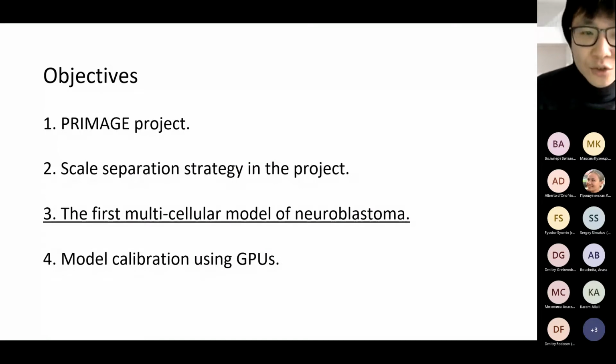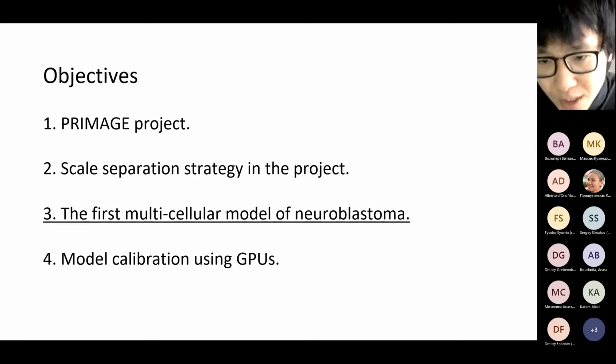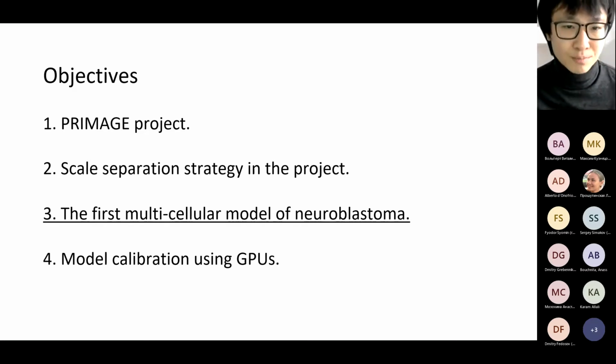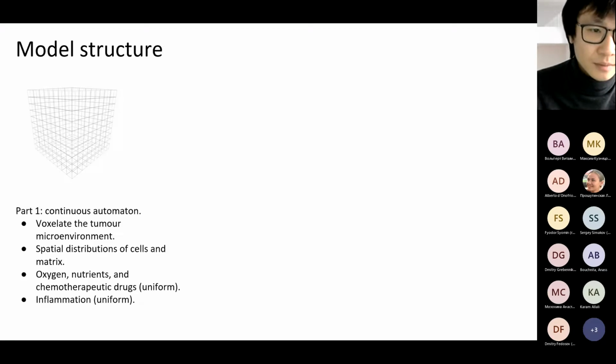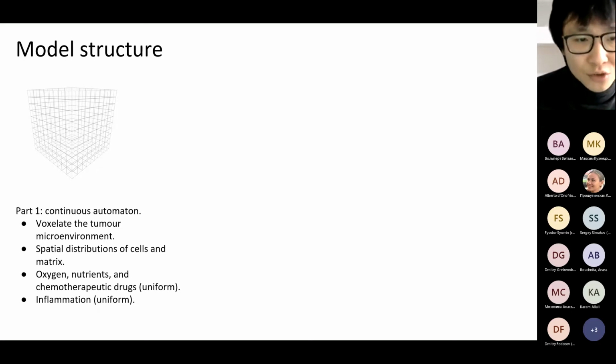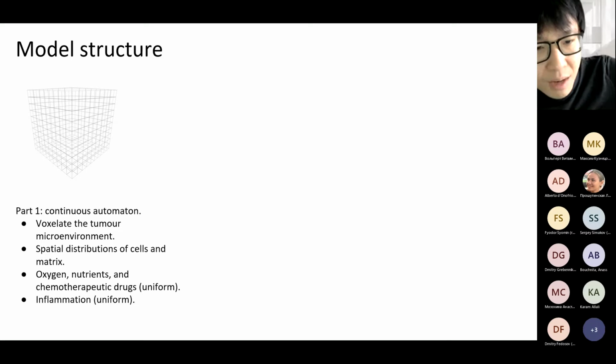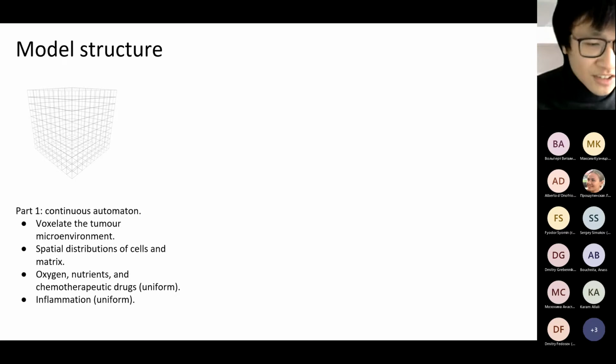And next, I'll look at the major contribution of my university, which is the tissue scale multicellular model of neuroblastoma. To the best of my knowledge, no one has built multicellular models for this cancer type. Our model has 3 components. The first part is a continuous automaton. It voxelates the tumor microenvironment into small cubes. It uses this grid to track the spatial distributions of cells and matrix over time. Associated with the automaton are the abundance levels of nutrients, including oxygen and chemotherapy, as well as the general level of inflammation, which is just a static parameter.